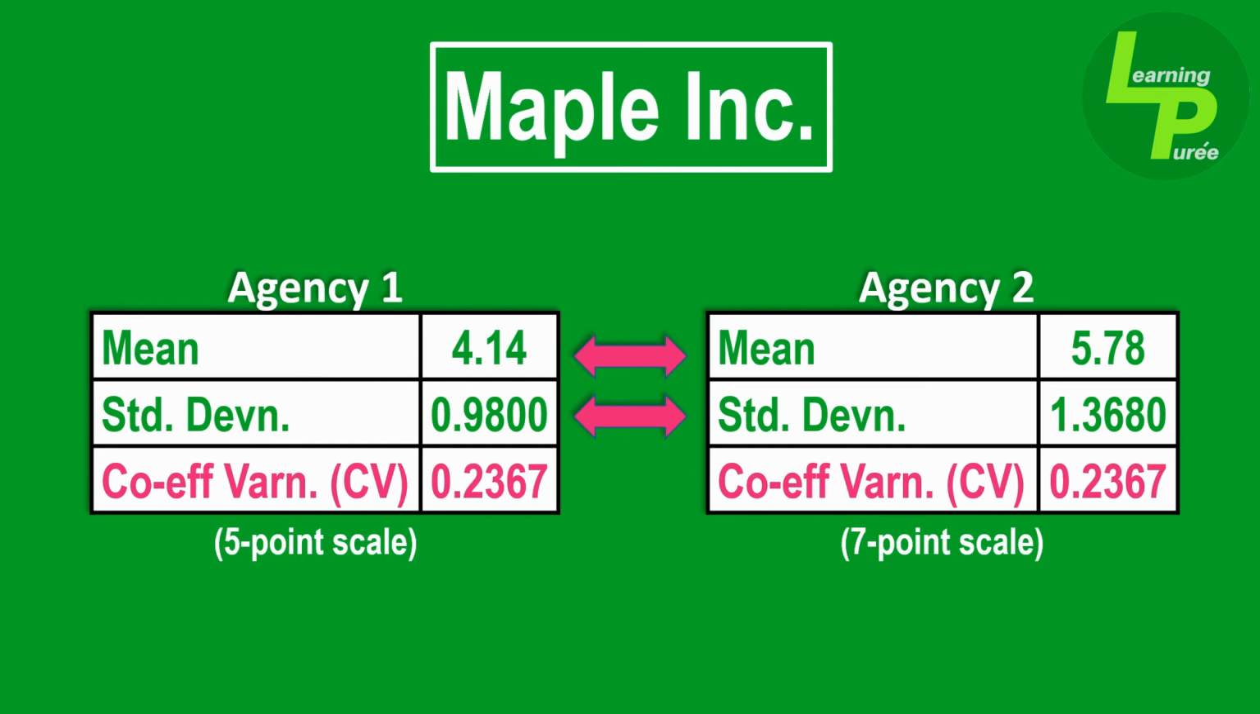We see that though the average ratings are different, the coefficient of variation for both the results is almost the same. We can therefore safely conclude that the purchase intent ratings between the agencies do not vary drastically and are comparable. Maple Incorporated can now consider launching the new laptop model.